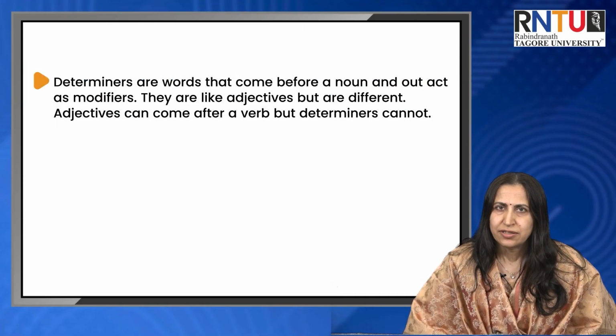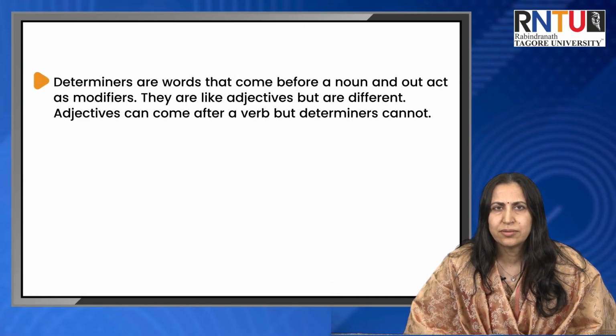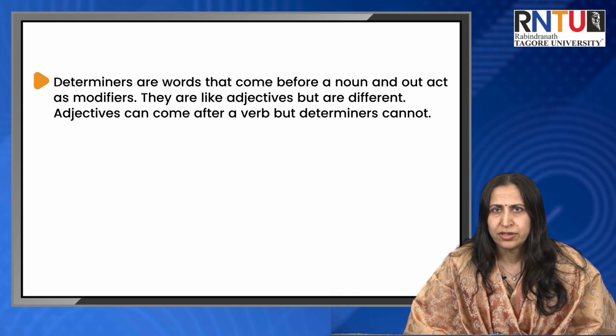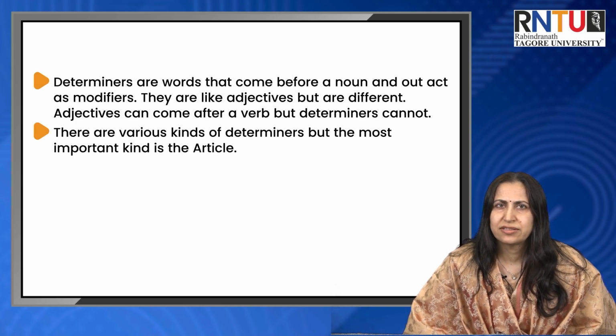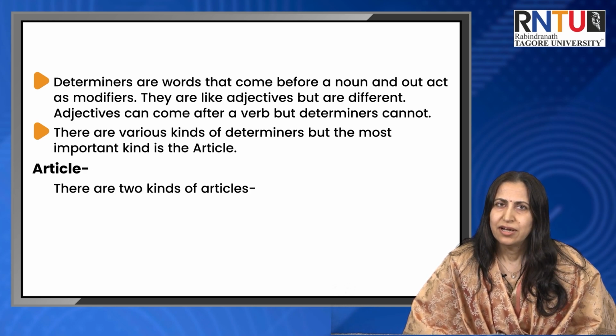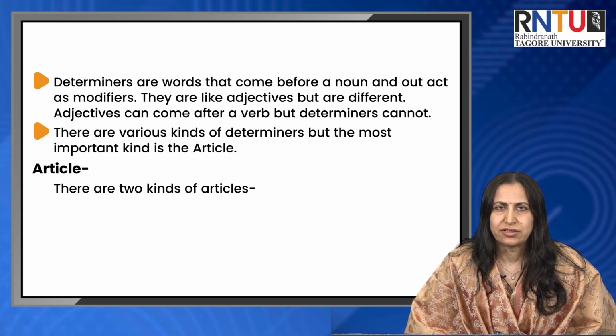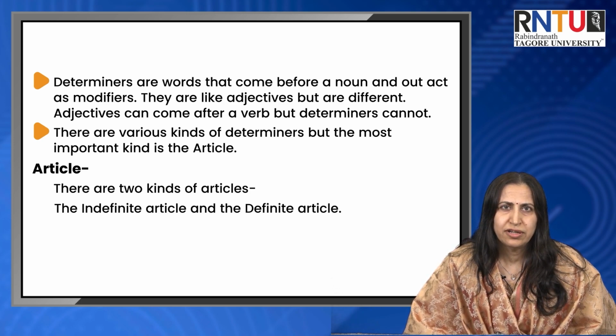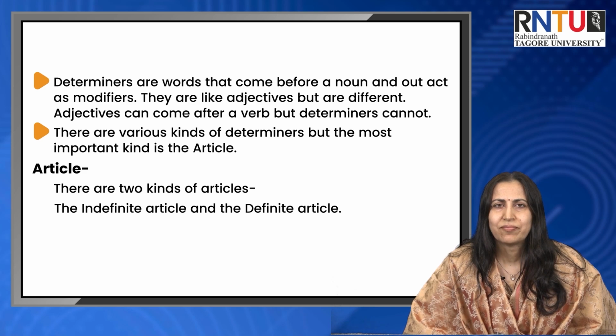Determiners. Determiners are words that come before a noun and act as modifiers. They are like adjectives but are different. Adjectives can come after a verb but determiners cannot. There are various kinds of determiners, but the most important kind is the article. There are two kinds of articles, the indefinite article and the definite article.